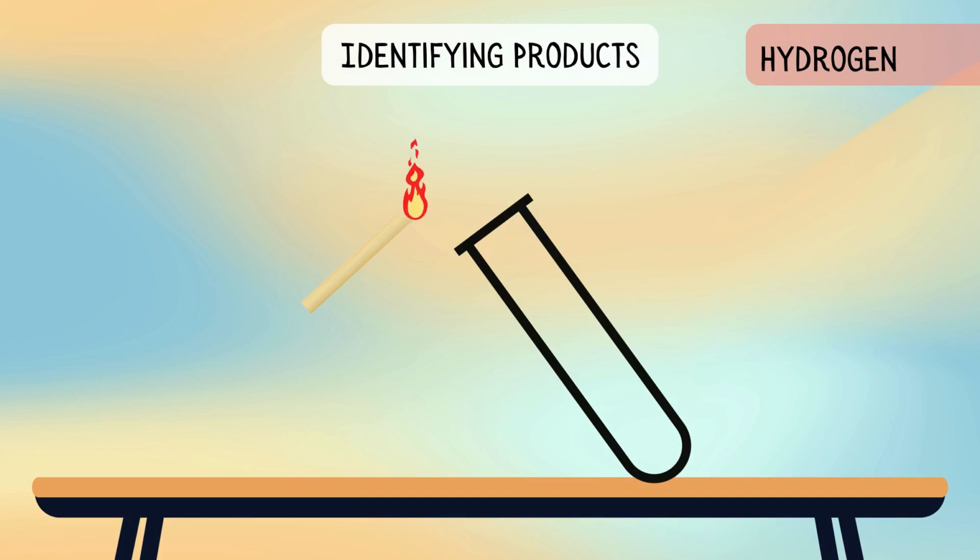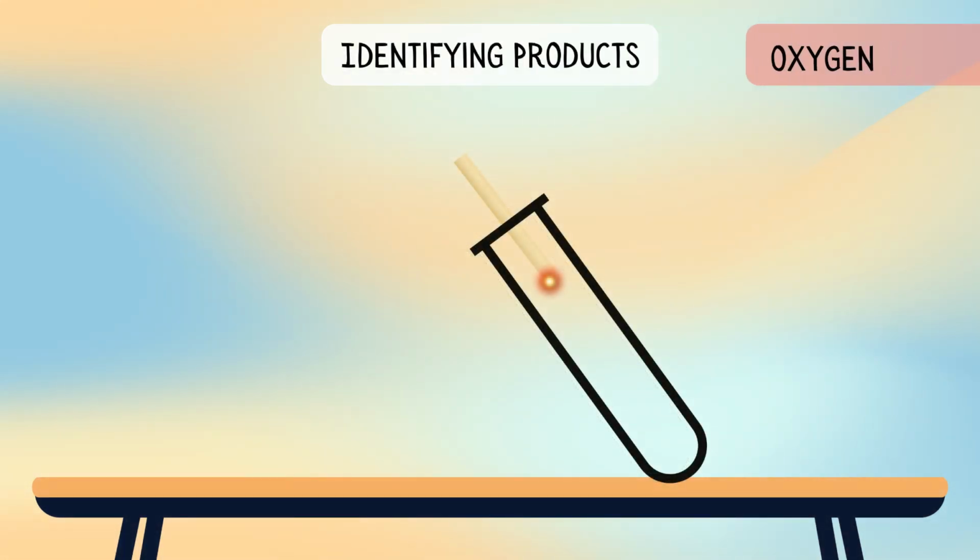For the gas collected at the cathode, bring a burning splint near the mouth of the test tube and observe what happens. If a squeaky pop is heard, then the gas is hydrogen. For the gas collected at the anode, insert a glowing splint into the test tube and observe whether it relights. If it relights, then the gas is oxygen. If it doesn't, then insert damp litmus paper. If it bleaches, then the gas is chlorine.